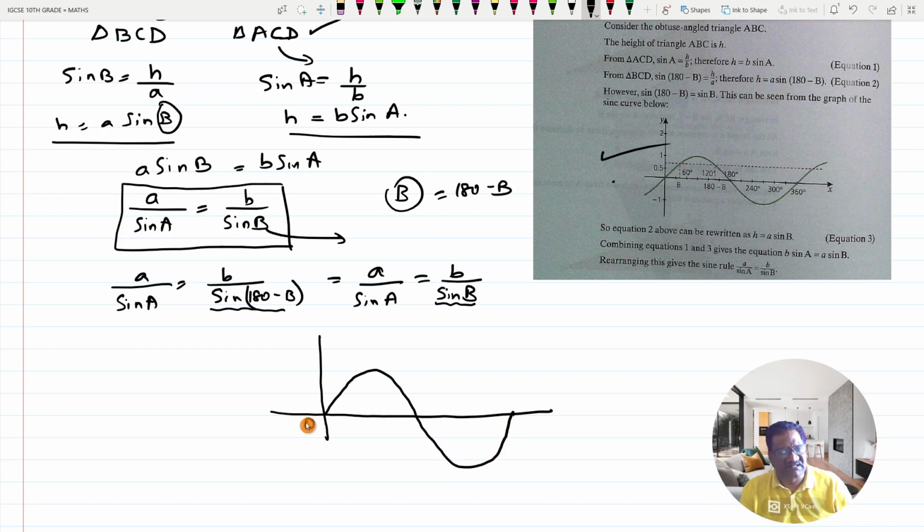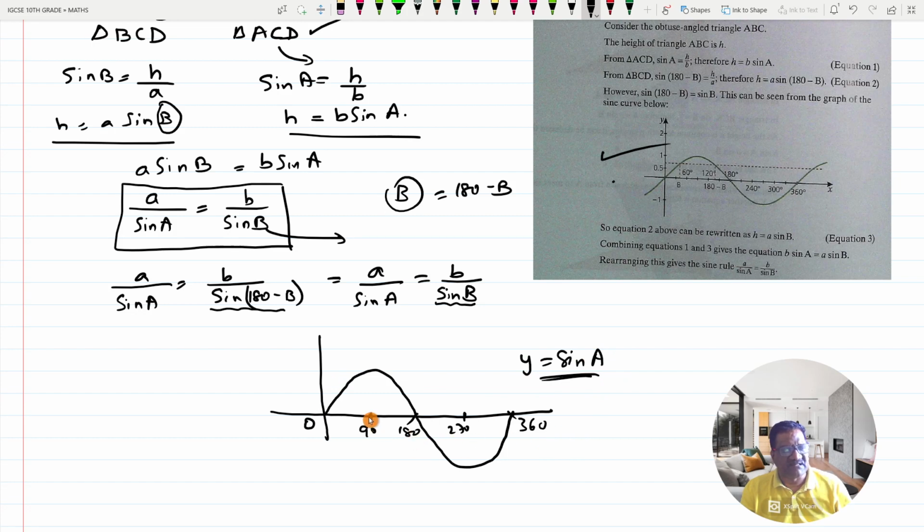Okay, so this is my 0, this is my 90 degree, this is my 180 degree, this is my 270 degree, and this is 360 degree. Okay, now this is a function y is equal to sine A, right? I've drawn a graph of y is equal to sine A.